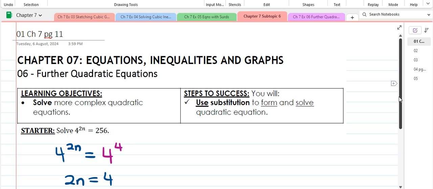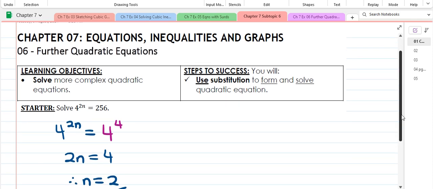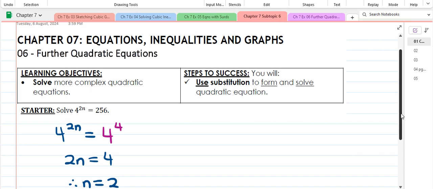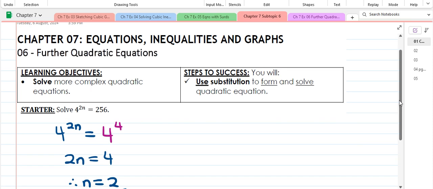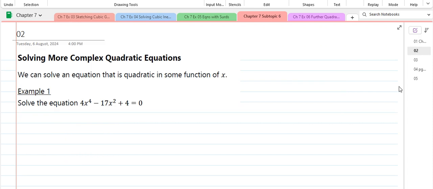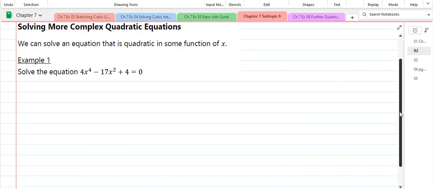So this one is still on chapter 7, equations, inequality and graph. And today we are going to deal with how to solve more complex quadratic equations. Over here, basically you have to know how to use substitution for forming another quadratic equation that you can solve, as in more examples over here that are more complex.